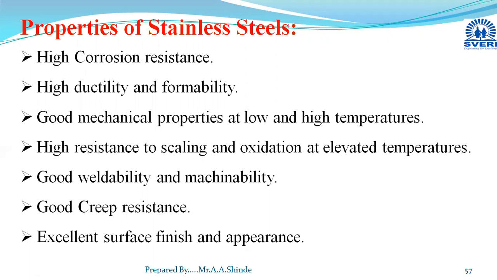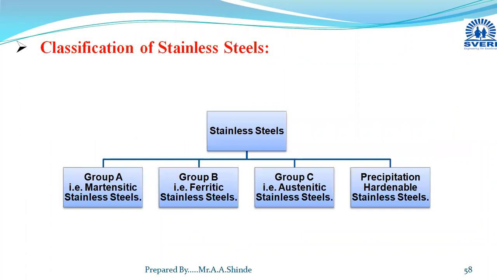because they are ductile or malleable in nature. Then stainless steel has very good creep resistance, and the last common property in all kinds of stainless steel is that they show excellent surface finish, or their appearance is very attractive. So these are some general properties of stainless steel. And these stainless steels are classified depending on the phases present in that steel, or depending on their specific properties and applications.